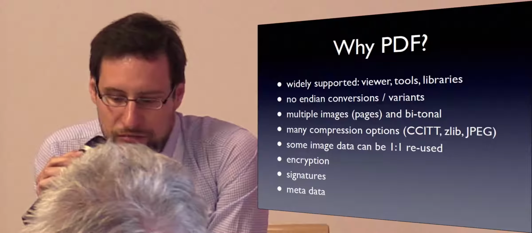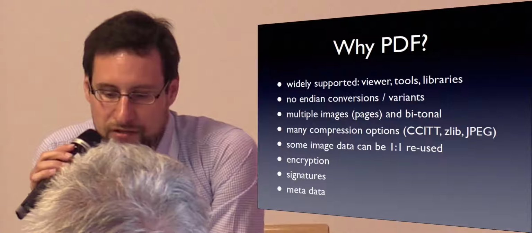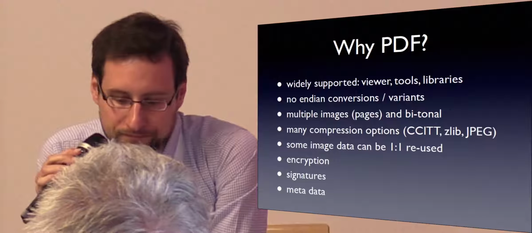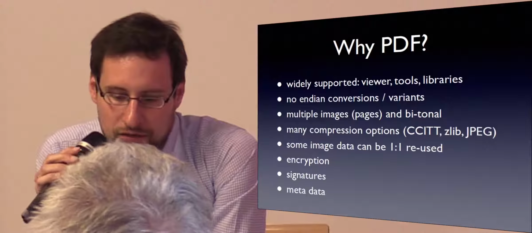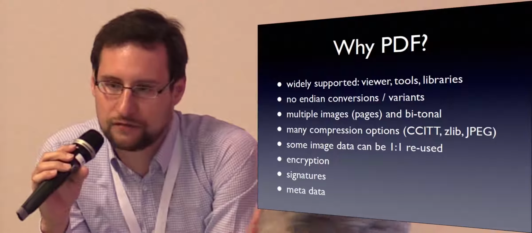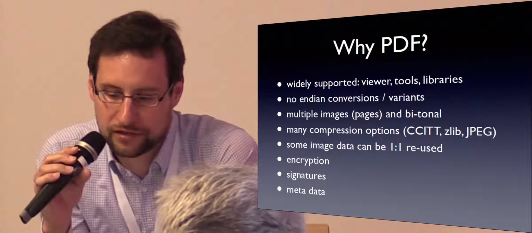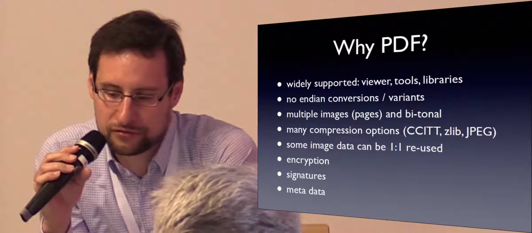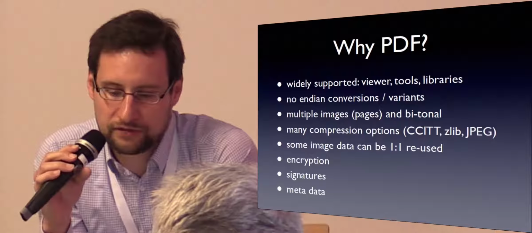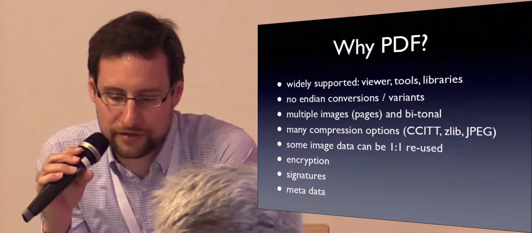And we have many compression options, so we can store CCITT compressed text data, zlib, JPEG, JPEG 2000, so many options to choose from. And a very nice property of PDF is that we can store most image data just as it comes from the hardware. Even if it comes from the scanner with CCITT compression, or some scanners even have JPEG compression, you can just put it in the PDF container and be done with it. Very nice, especially on a small scanner.